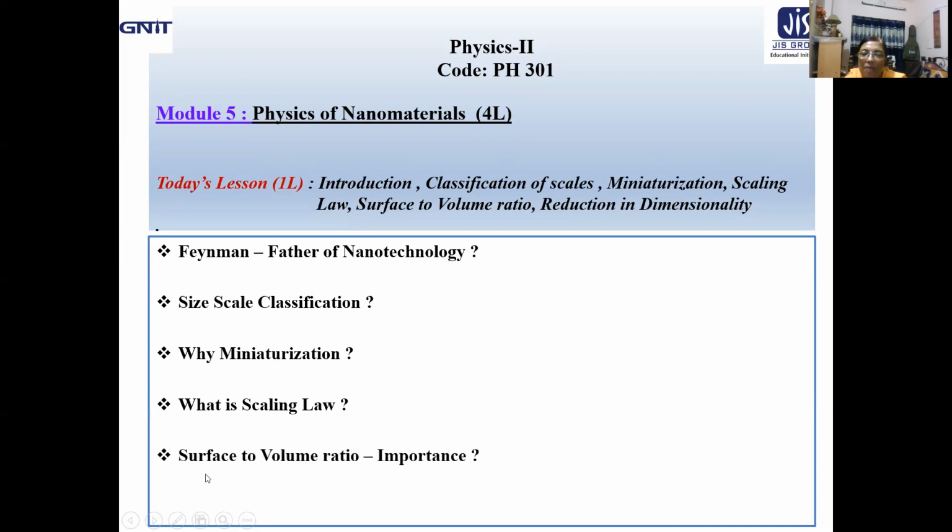Next, surface to volume ratio. I already mentioned that today we will cover surface to volume ratio. What is its importance insofar as nanoscience and technology is concerned? Next, the reduction in dimensionality, the possible output. Today actually we will give the outline. In the next class we will go into very detail on reduction in dimensionality.